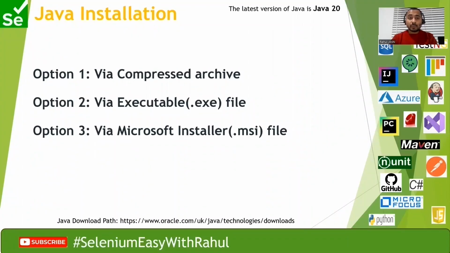There are three options via which we can download as well as install Java in our machine. The very first option is via the compressed archive file. The second option is via the executable file. And the third option is via the .msi file. The website through which we can download and install Java is oracle.com, and I will share this link in the description section of this YouTube video. So let me navigate to this particular link.